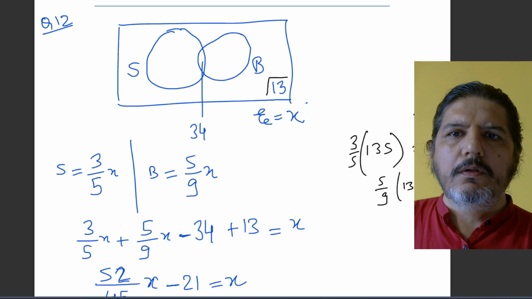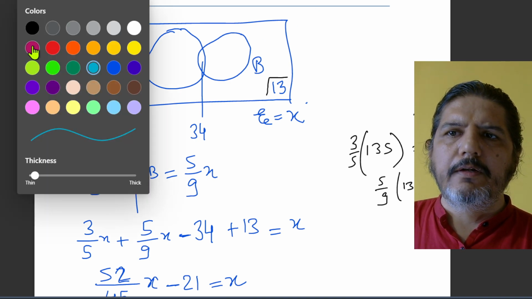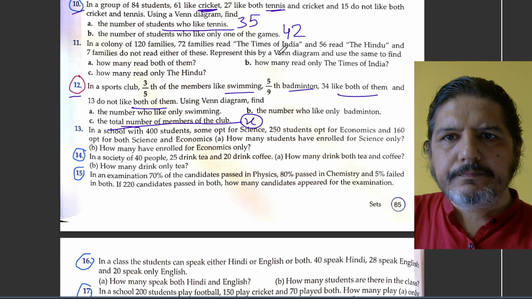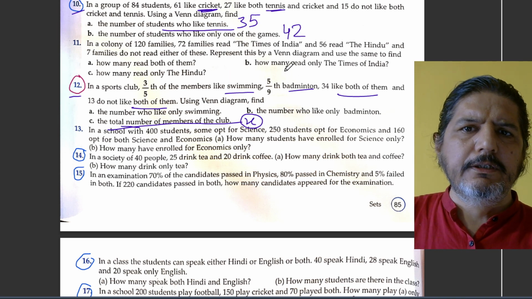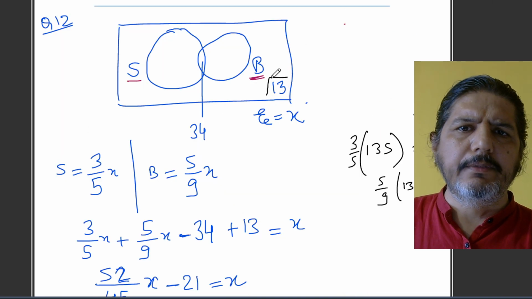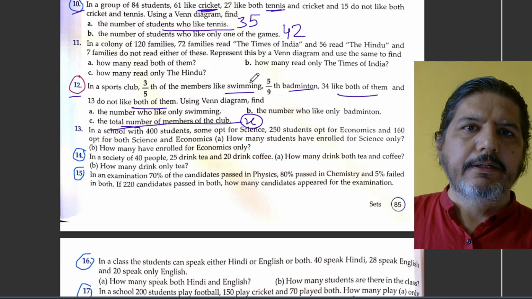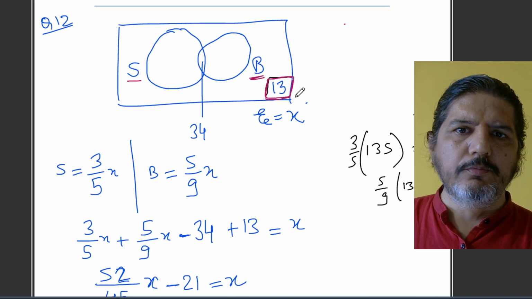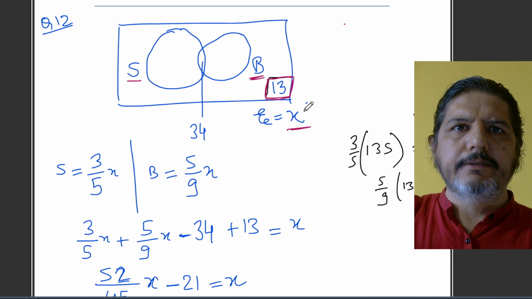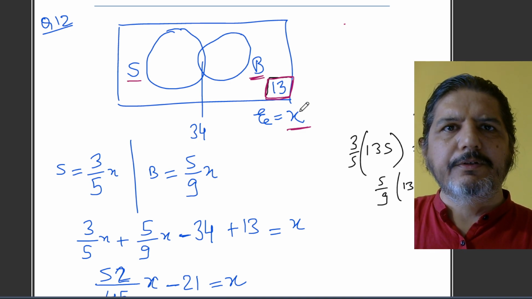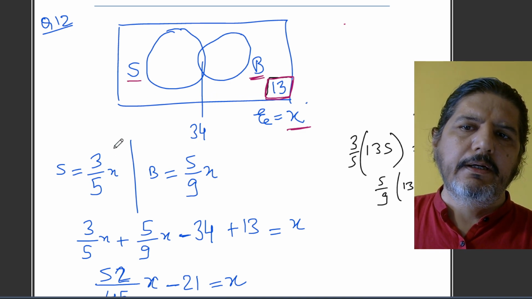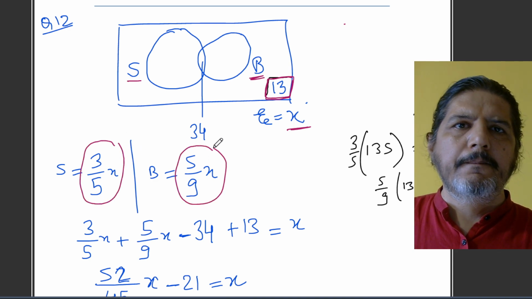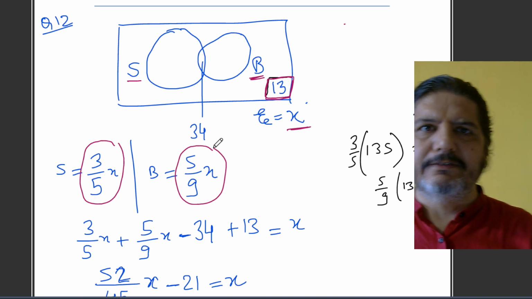So how we will make the Venn diagram: swimming and badminton are the only two options. I've denoted swimming by S and badminton by B. Now there are 13 people who don't like any of them, so I have put them in a box here. I have assumed that in my universal set, the total number of members in the club is X. For swimming, the number of elements would be 3/5 x. For badminton, the number of elements would be 5/9 x.